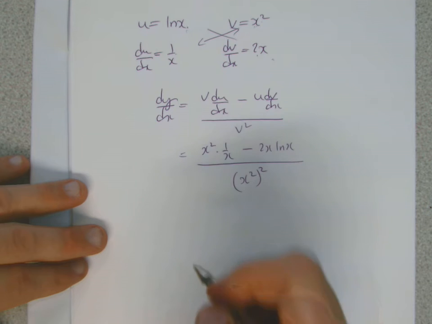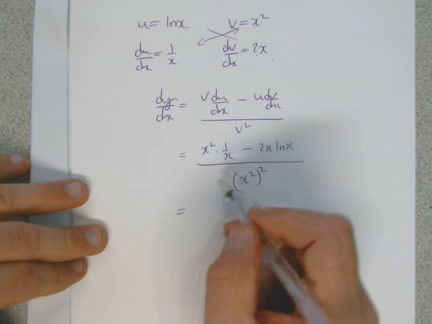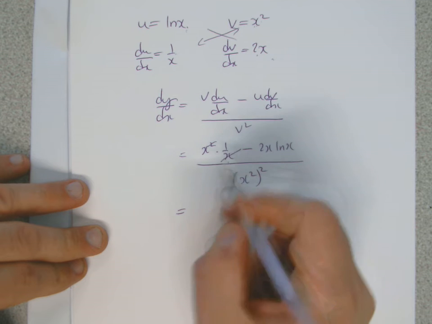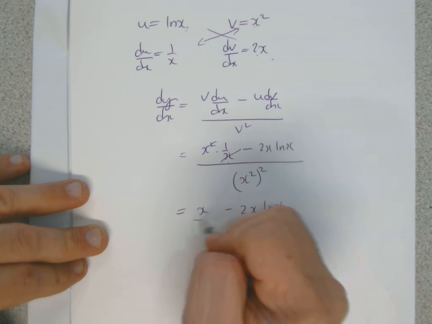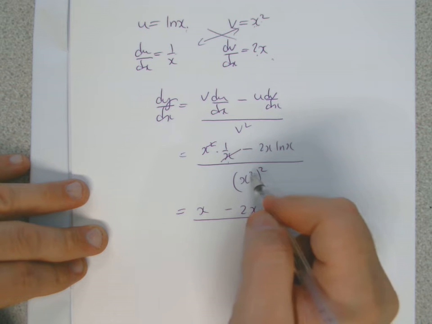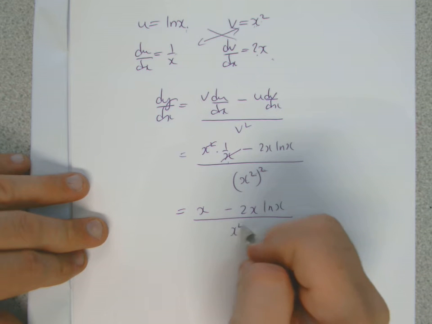Okay, so what happens then in the next line? Well, x squared times 1 over x, they cancel and it just becomes x. Take away 2x ln x. The bottom, you can tidy this up a bit, you don't have to leave it like this now, because when you've got one power raised to another, you can times them, so you get x power 4.